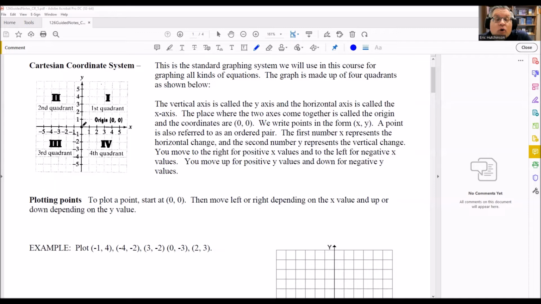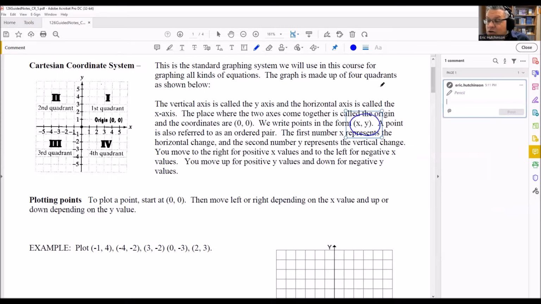Now, to plot something, you're going to start at that 0, 0. And when you plot something, you always will have an X and a Y coordinate. So anything that you graph on here, it's always going to be X comma Y, like we see right there. So X, Y. Okay, so the X, you move left and right, the Y goes up and down. So if the X coordinate is negative, you're going to go to the left. If it's positive, you're going to go to the right. If the Y coordinate is positive, you go up. If the Y coordinate is negative, we go down.